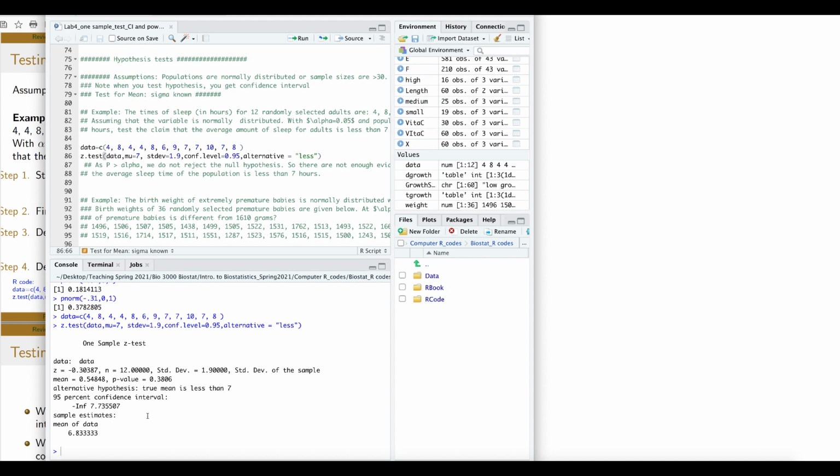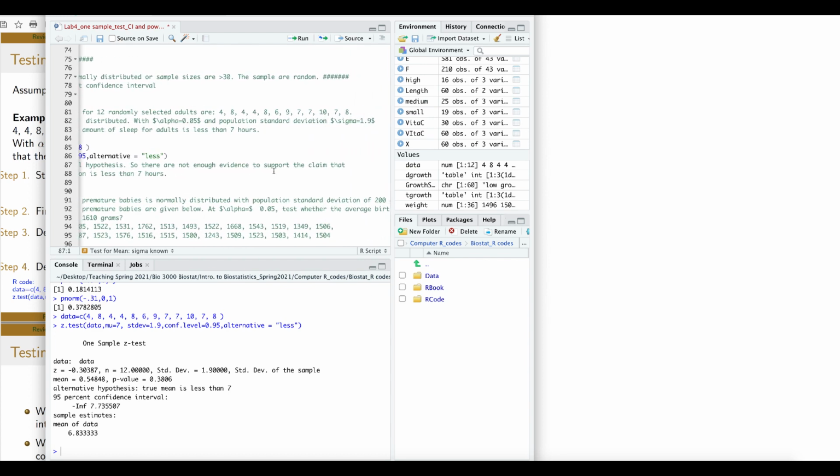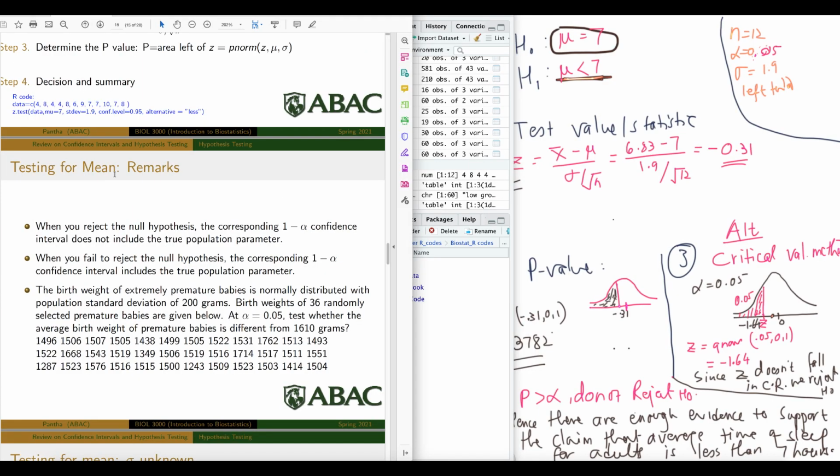Okay, now what do we see? Since the p-value is greater than alpha, this is how you write the conclusion. This is how I want you guys to write it in the homework, in the test, in the project, and everywhere. So, as p is greater than alpha, we do not reject the null hypothesis. That's what we got when we did it by hand. So there is not enough evidence to support the claim that the average sleep time of the population is less than 7 hours. Okay, so this is how we do it using R. Let me go over some remarks.